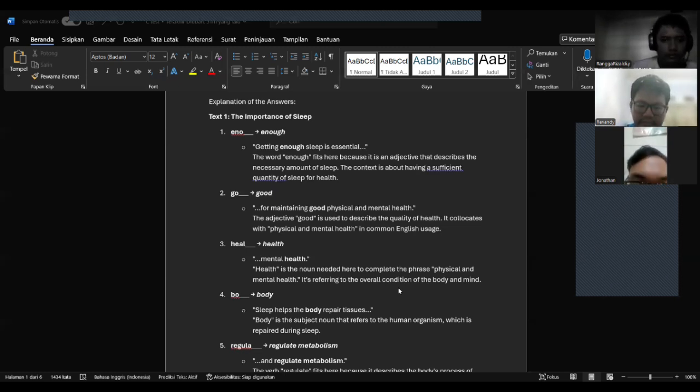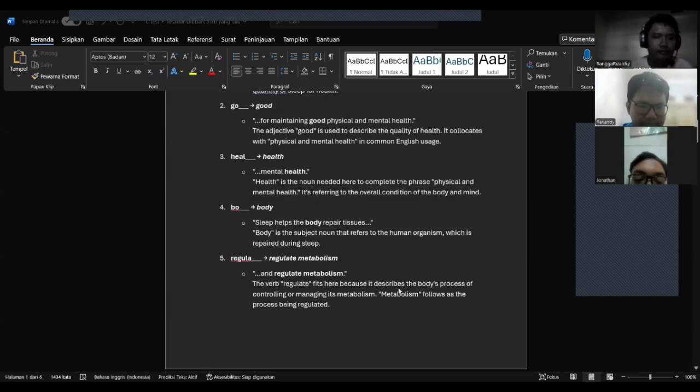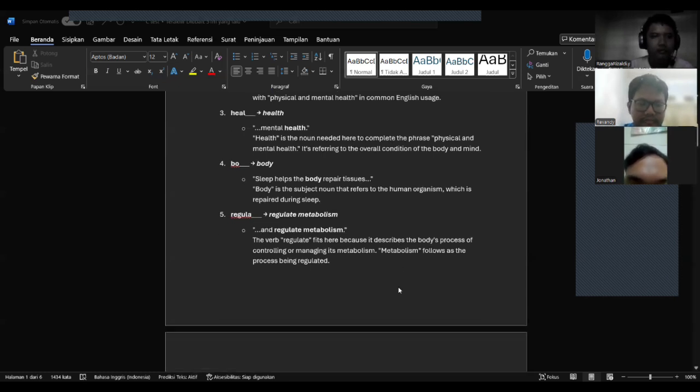Number four, body. Sleep helps the body repair tissue. Body is a subject noun that refers to the human organism which is repaired during sleep. Number five, regulate. Regulate metabolism. The verb regulate fits here because it describes the body's process of controlling or managing metabolism. Metabolism follows as the process being regulated.